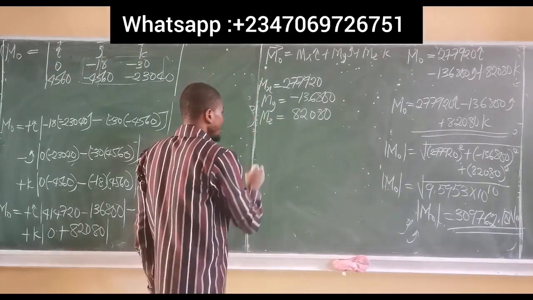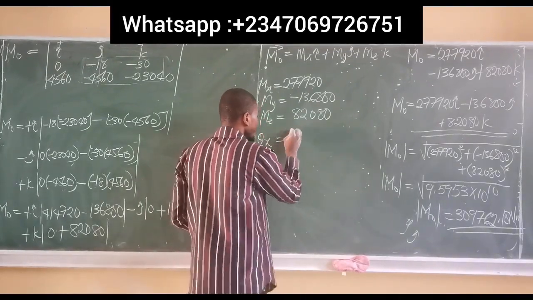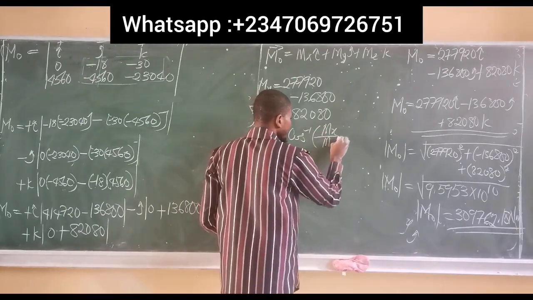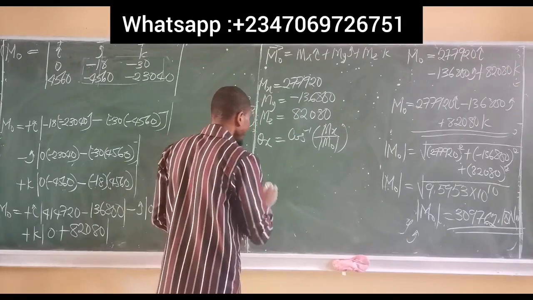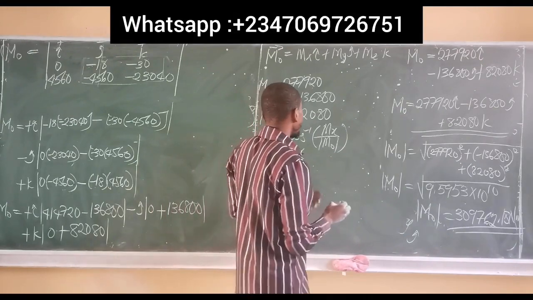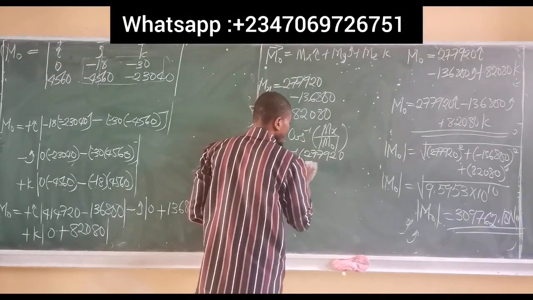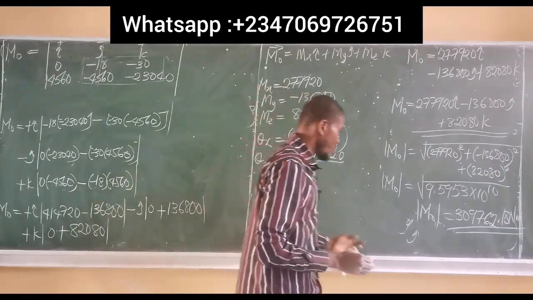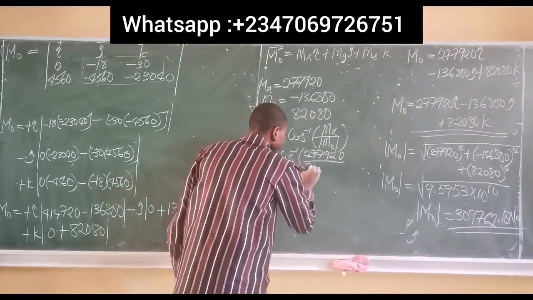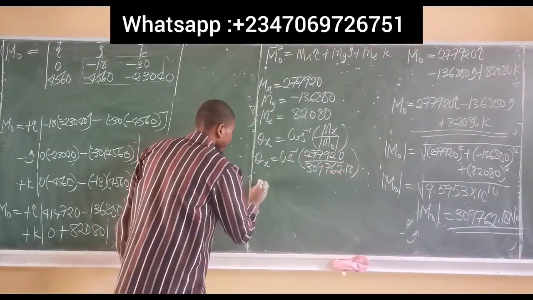Therefore, to find theta x, the direction in the x-axis, just as explained in the second video, this becomes cos inverse of moment in the x direction all over the magnitude of the moment about point O. It's as simple as this. Therefore, theta x is equal to cos inverse. What is now the moment in the x direction? 277,920 all over the magnitude of moment about point O, which we have here as 309,762.18.